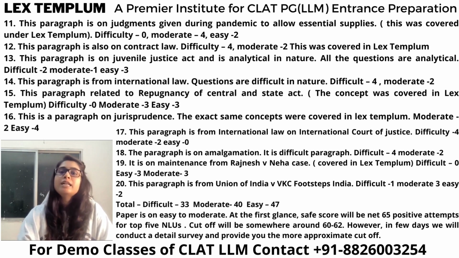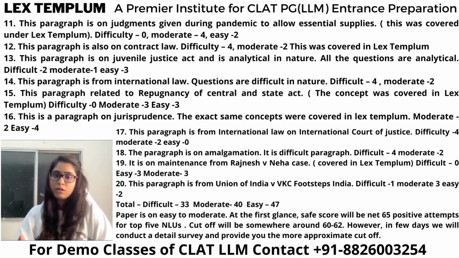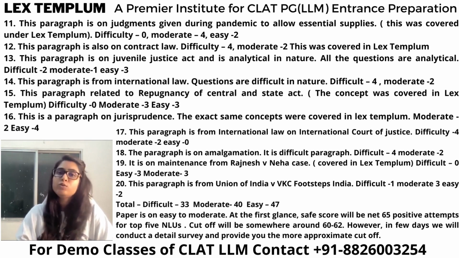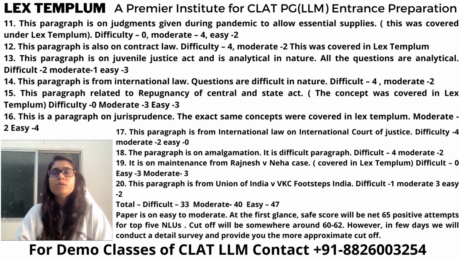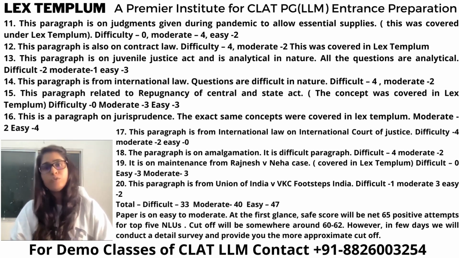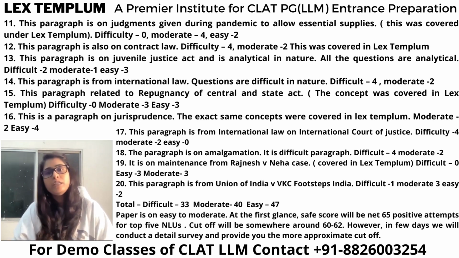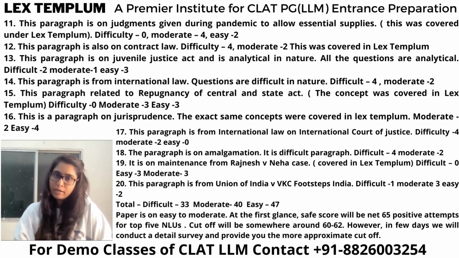So at first glance, with our analysis, the safe score will be net 65 positive attempts for top 5 NLUs. And the cutoff will be somewhere around 60 to 62. However, in a few days, we will conduct a detailed survey and provide you a more approximate cutoff.